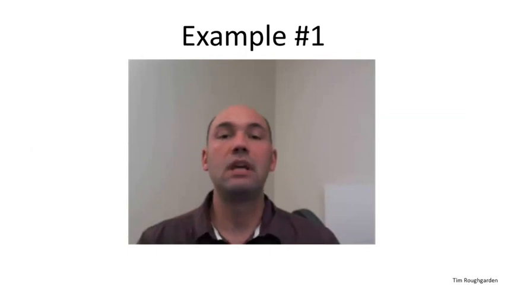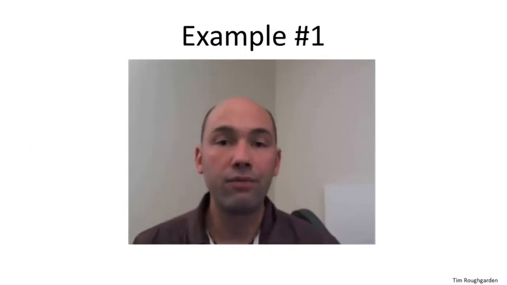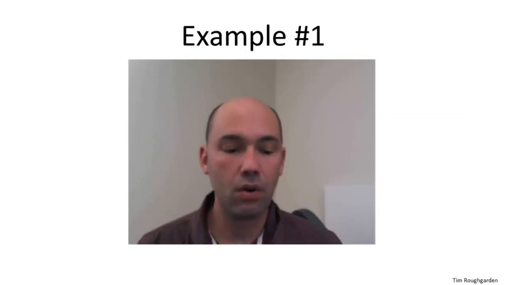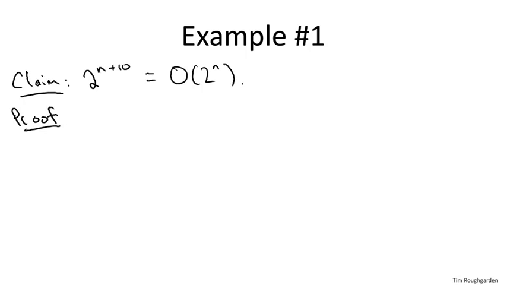So the point of this first example is to show how to formally prove that one function is big O of another. So the function that I want to work with is 2 raised to the n plus 10. Okay, so it's the 2 to the n function that you're all familiar with. I'm going to shift it by 10. And the claim is that this function is big O of 2 to the n, so without the 10. So how would one prove such a claim?